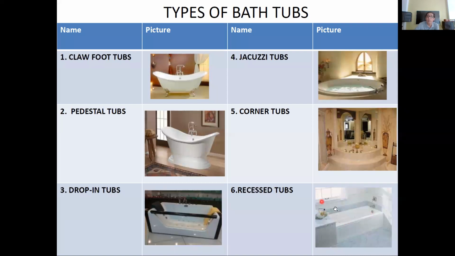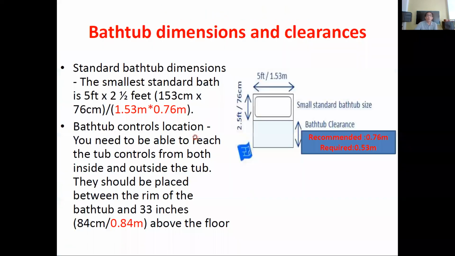Recess bathtub. Okay. So bathtub dimension and clearances: the smallest standard bathtub is 5 feet by 2.5 feet, or 153 by 0.76. Okay, so this is the smallest standard bathtub. Okay, the bathtub location, you need to be able to reach the bathtub controls from both sides and outside the bathtub. So they should be placed between the rim and the bathtub at 33 inches above the floor.